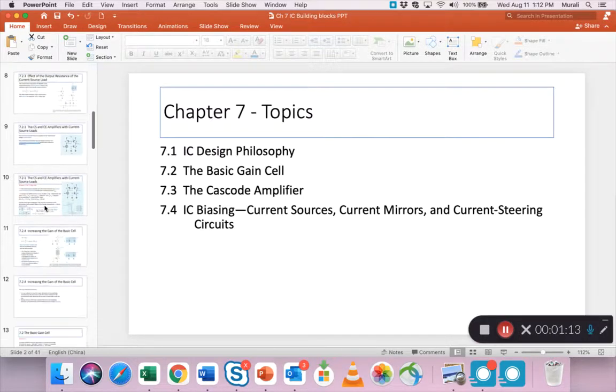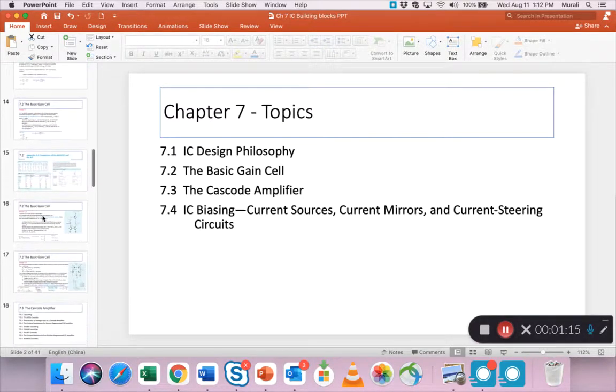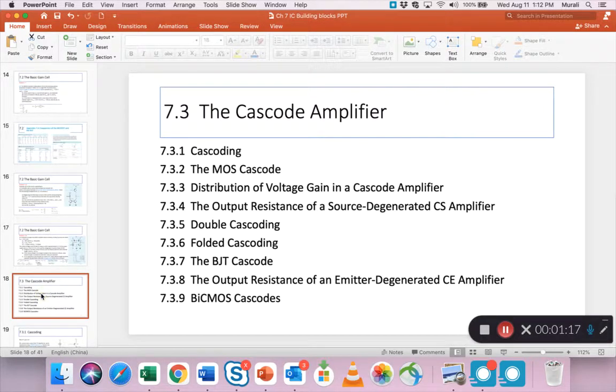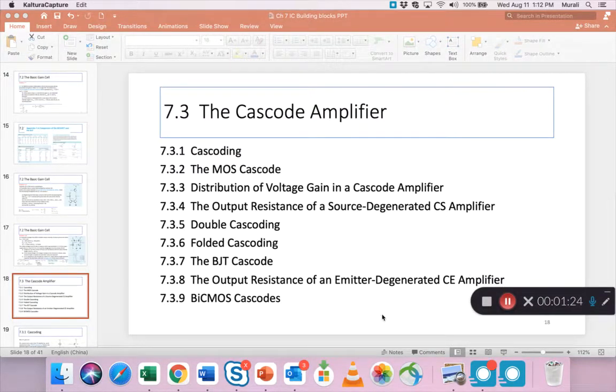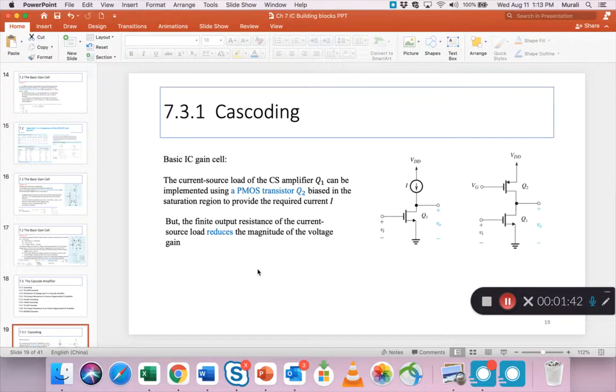Let me move to the first slide on the topic of cascoding. I'm on slide 18, and cascoding has many subtopics, 9 of them actually. Let's go through each one of them quickly. I think in the previous slide I had at least mentioned what cascoding was, so let's pick up from there.